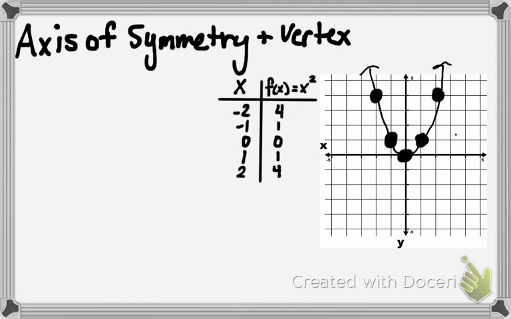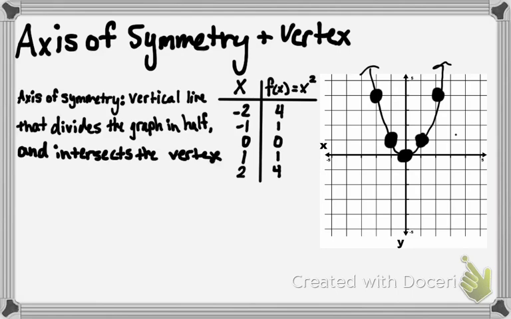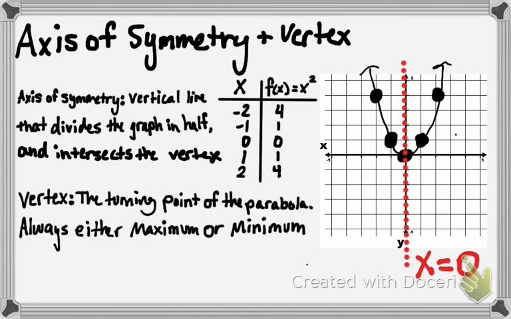Basically, if we look at our graph from before, the axis of symmetry is a vertical line that divides the graph in half and intersects the vertex. So if I'm looking at my graph right now, at x is equal to 0, we can cut our graph in half. This would be my axis of symmetry. Now I mentioned that the axis of symmetry is a vertical line that divides the graph in half and intersects the vertex. So that is a great lead-in to our vertex.